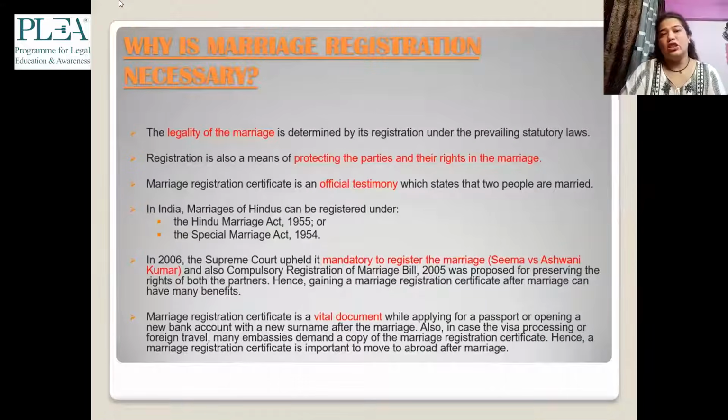Then in 2006, there was a judgment in the matter of Seema versus Ashwin, which I have stated here. As per that judgment, the Supreme Court upheld it to be mandatory to register marriages in India for all people from any religion. But in India, state laws are different and center laws are different.